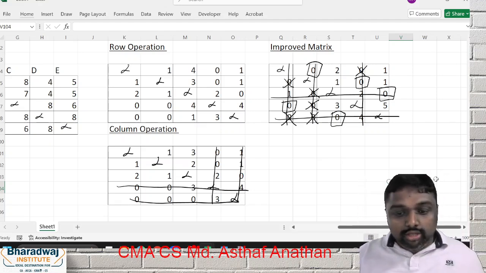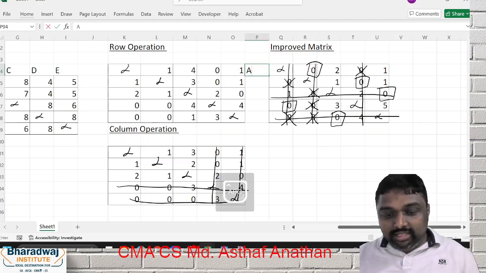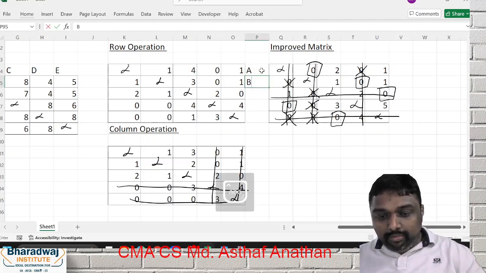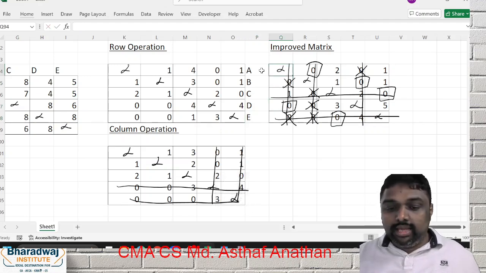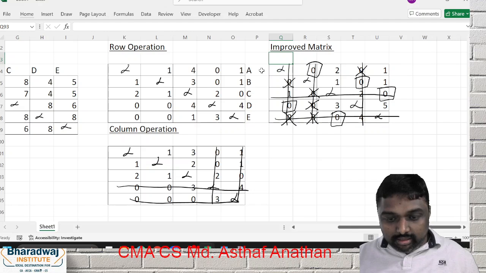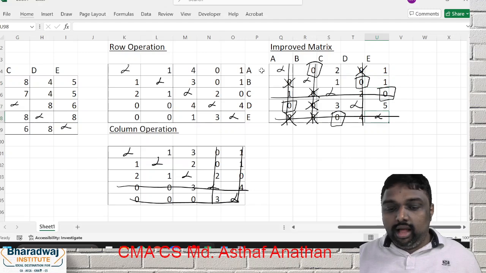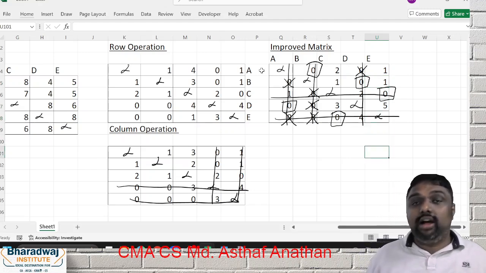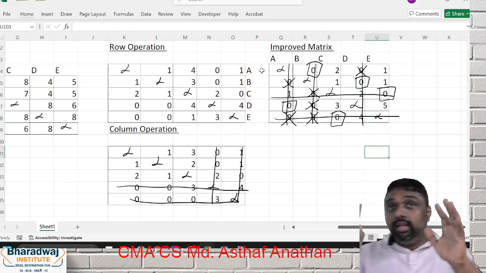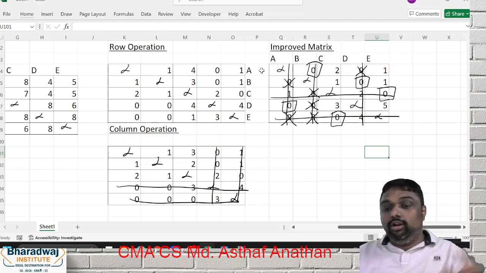So we start. Before going, you have to understand this is A, this is B, this is C, this is D, this is E. In the same way you have to come here. This is A, this is B, this is C, this is D, this is E. Do you agree now? Now we will start. What is the allocation? We are going here. This is a consolidated question. You learn a lot of things.